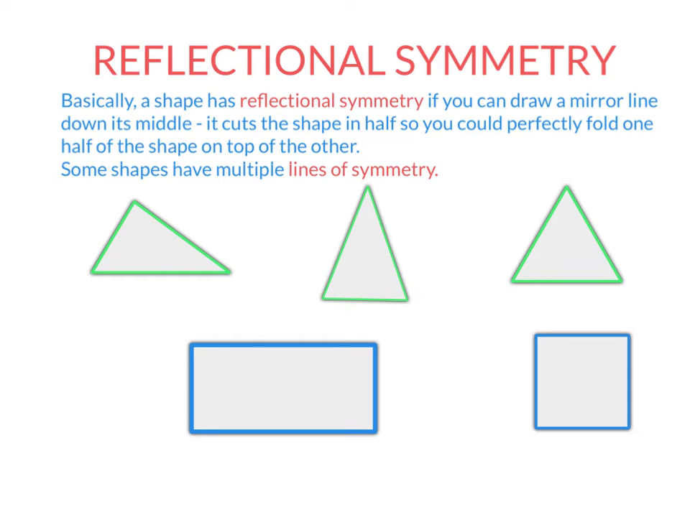So reflectional symmetry means you can draw a mirror line somewhere in the shape, down the middle of the shape, and cut it in half exactly. So let's look at these three triangles here. So how do they differ?